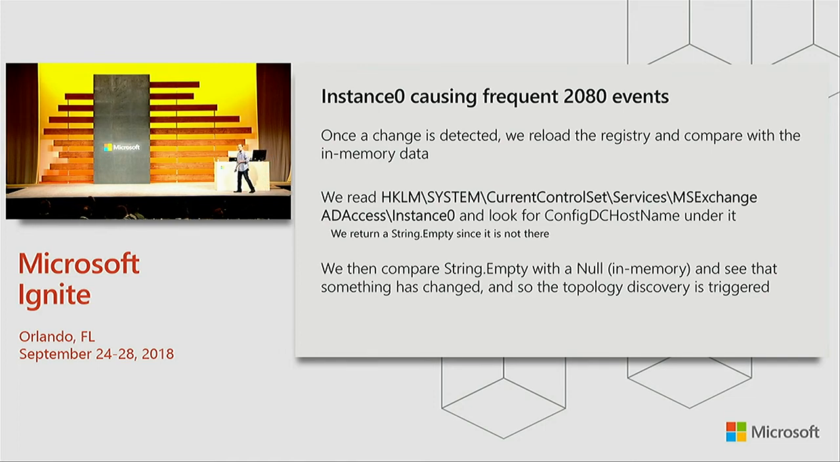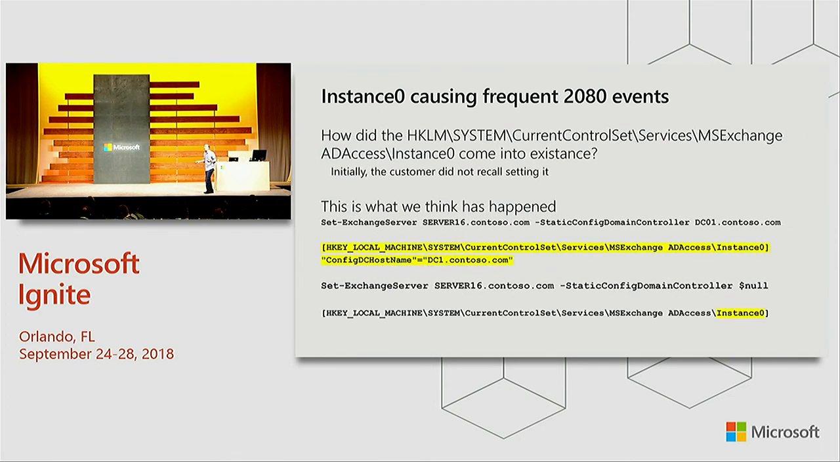trigger topology discovery. So how did this instance 0 come to being in the first place? The customer said they didn't set it. But what we think happened is that through a prior support call, they did in fact hard code a directory server in there. But then they also went and removed it by setting that to null. And what we found is that when you set it to null, it does not remove that instance 0 from the registry. And as a result of that, that is a difference between what we have in memory and what we're going to see. And that will always trigger that 90 seconds.